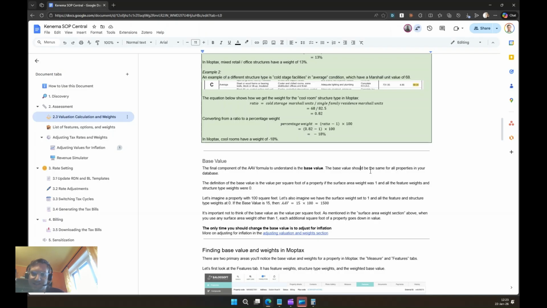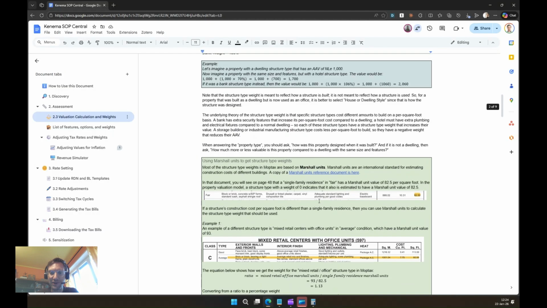Each city has a slightly different base value, but the theory behind the base value is consistent. A very important part of that theory is that the base value for any property should be the same, whether it's domestic, commercial, or government. They all share the same base value within a city. The definition of a base value is a little bit tricky to understand, but it's the value per square foot of the property if the surface area weight was 1 and all the features and structure types were 0.